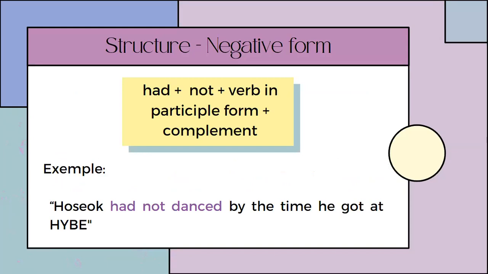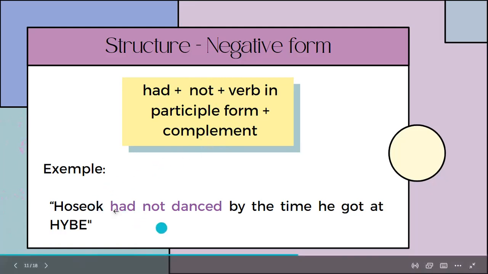Now, the structure of negative form. In affirmative form, we use had plus the verb plus the complement. Here, the only thing that changes is the not. Instead of saying had done, we say hadn't or had not. Had not done plus the complement. Example, Hosok had not danced by the time he got at Hype. It means Hosok não tinha dançado na hora que ele chegou na Hype.